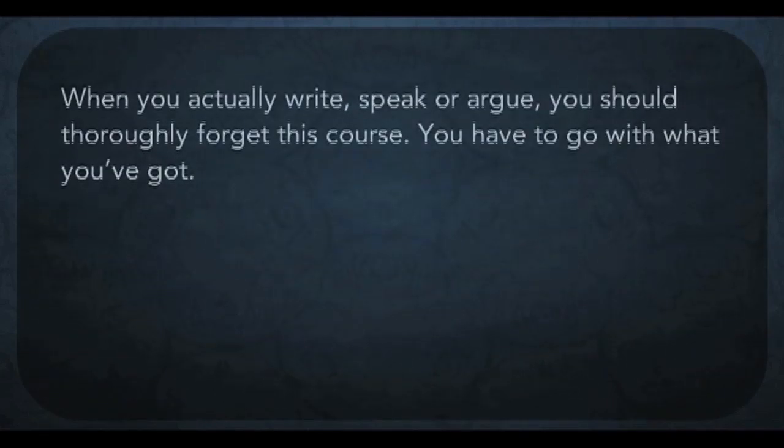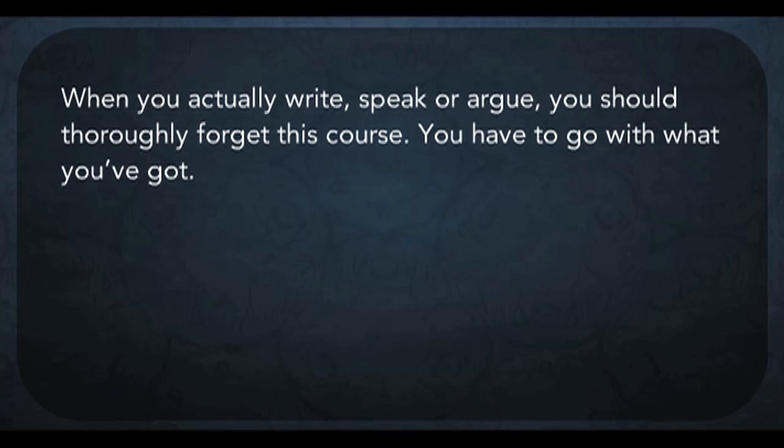So the best advice that I could give to you would be this. In action, when you actually sit down to write or stand up to speak or engage in argument, you should thoroughly forget this course. No, I mean that. You should, and I mean this not just as therapy, but as truth because of the Objectivist epistemology. You cannot undertake the impossible. You have to work with what you have. And when you're in action, speaking or writing, is not the time to retrain yourself. That's like you're in midstream, you've got to go with what you've got.